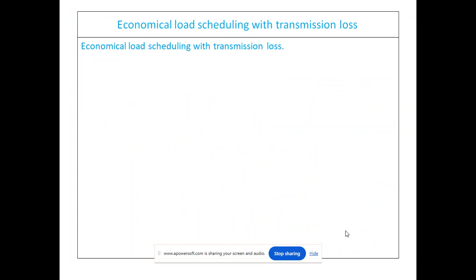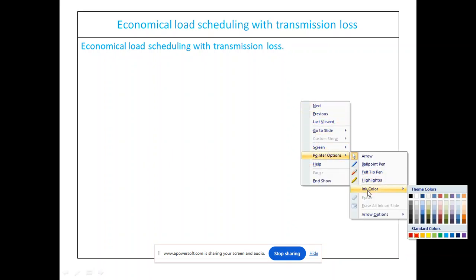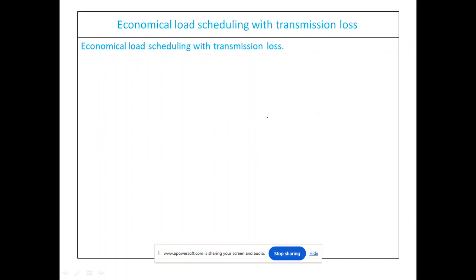Now in this video, we will look at economical load scheduling with transmission loss. This is very similar to what we have done previously, economical load scheduling without transmission loss. Only here we have to consider one term, that is transmission loss. So let us derive the condition. What is the criteria for economical load scheduling with transmission loss? That is what we are going to derive.